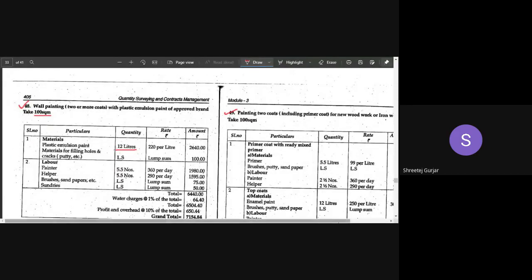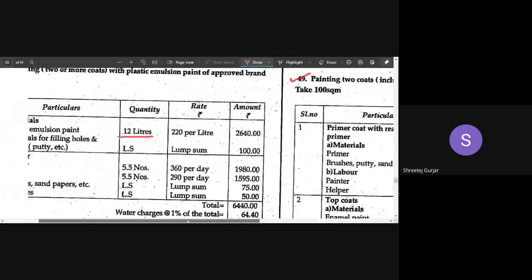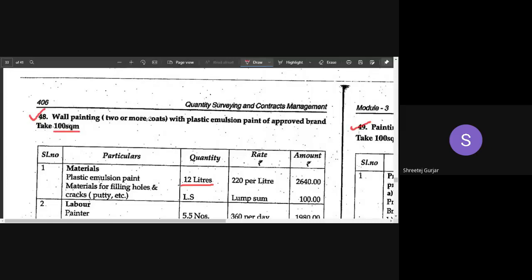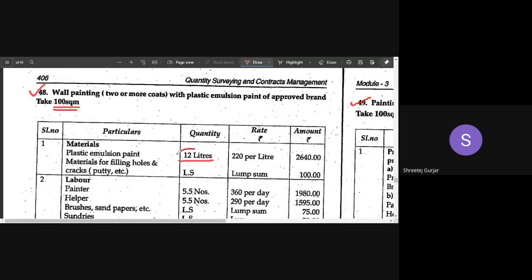Then moving on to wall painting. Wall painting, 2 or more coats with plastic emulsion paint. Okay. So the quantity is 10 square meters, right? Remember the thumb rule, 1 liter will give you 10 meter square of painting surface area. So 100 square meters, you can see it is around 12, right? So that thumb rule will help you for this particular quantity calculation.